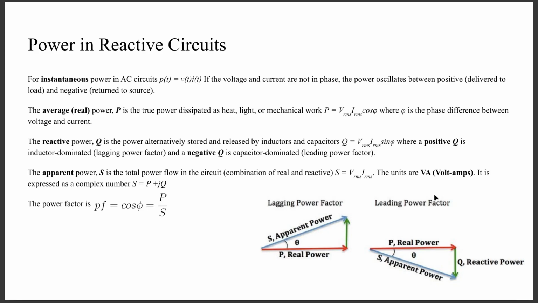The reactive power, Q, is the power alternately stored and released by inductors and capacitors. Q is equal to V RMS times I RMS sine phi, where positive Q is inductor-dominated, lagging power factor, and negative Q is capacitor-dominated, leading power factor.